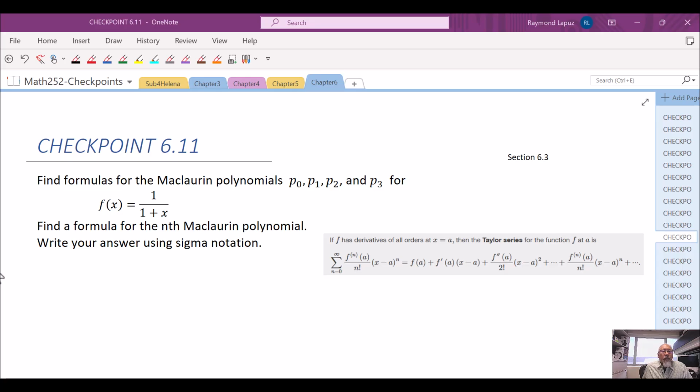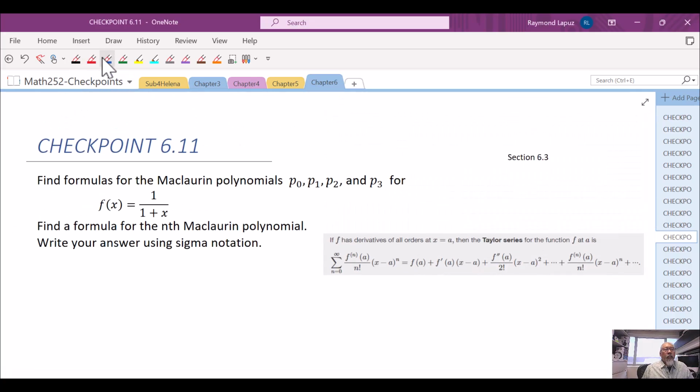It said find the formulas for the Maclaurin polynomials p sub 0, p1, p2, and p3 for f of x equal to 1 over 1 plus x. And then find the nth Maclaurin polynomial. Write your answer using sigma notation. Okay. So this is the formula for Taylor series. Maclaurin's just the same as Taylor's, except a is equal to 0. So we'll need to calculate this and then find derivatives, etc.